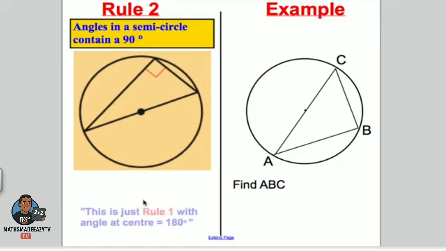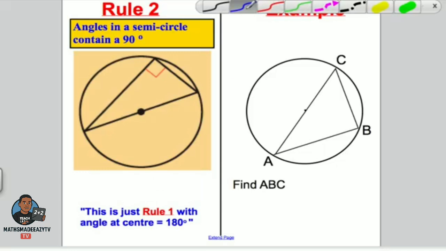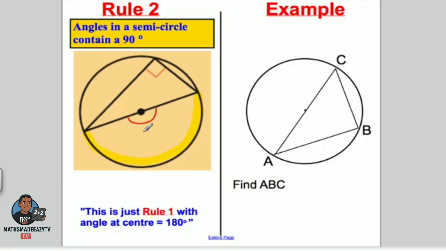Technically, this is just rule 1 again, because the angle from the center of the circle is giving us 180 degrees because we have a straight line. And when you have the angle at the center, which is twice the angle at the circumference, that means the angle at the circumference is going to be half of the 180, which is equal to 90 degrees.